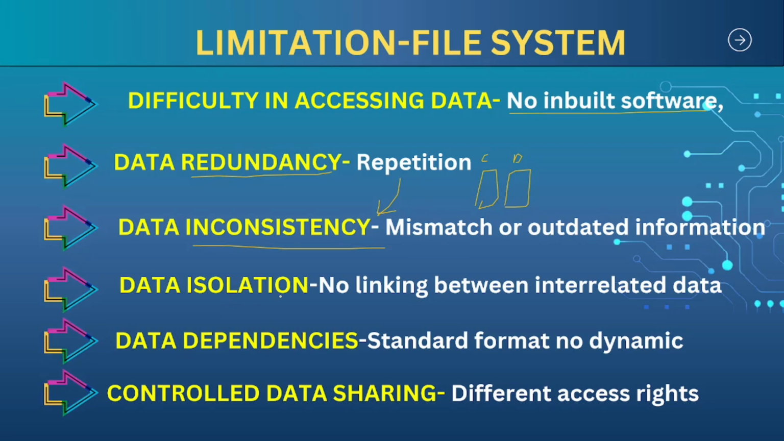Next one is data isolation. What does it mean? For example, if you have a student register as well as an attendance register, and you want to check the attendance of a particular student, there is no link between one file and another file. Again, you have to check everything manually. So there is no link between one data and the other data, and that leads to data isolation. No linking between the interrelated data.